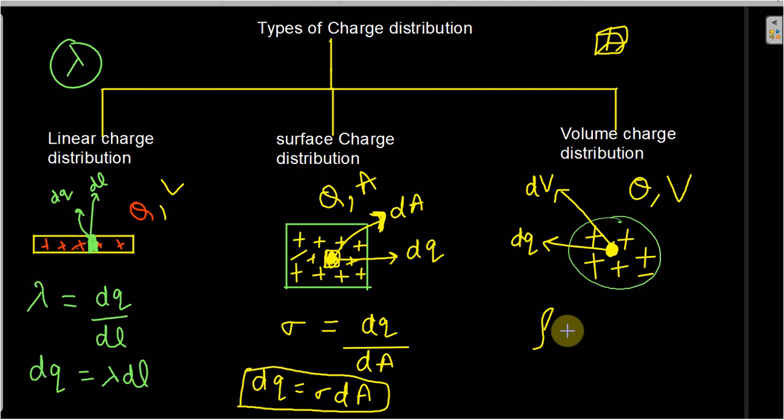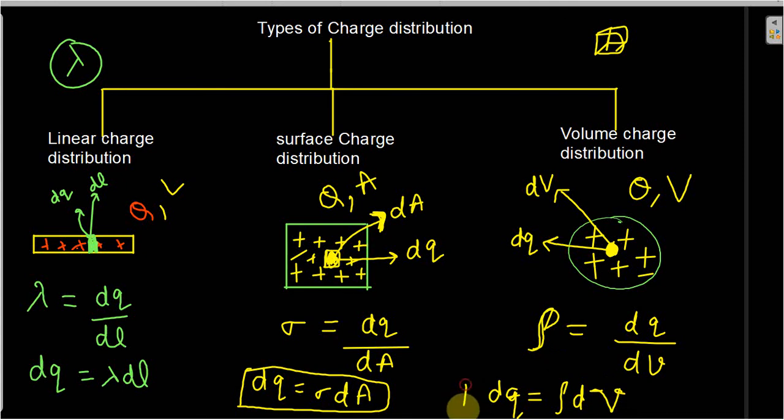Volume charge density we will represent by the symbol rho, and it is charge by volume. So dq is equal to rho dV. So these are the three types of charge distribution. These will help to find the electric field for continuous charge distribution. So remember all the three formulas to solve the further derivations.